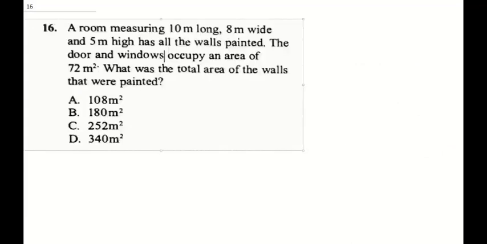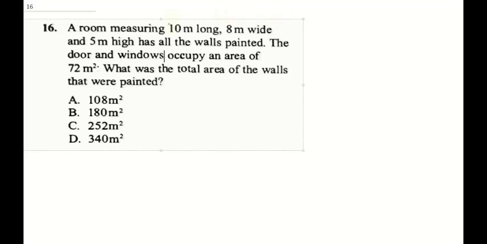It says a room measuring 10 meter long, 8 meter wide, and 5 meter high has all the walls painted. The door and windows occupy an area of 72 meters square. What was the total area of the wall that was painted?